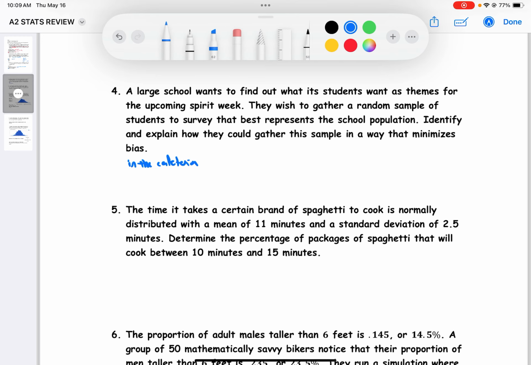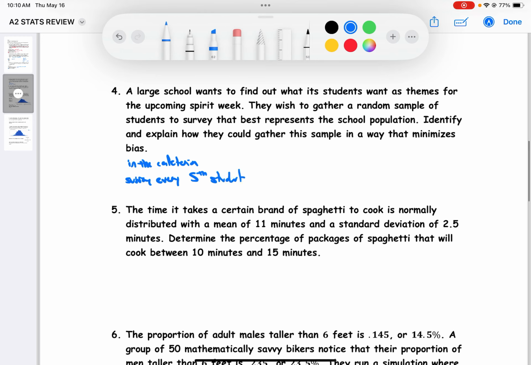Okay, because the cafeteria is a location that every student goes to, at least semi-regularly, because everyone eats food to live. Not going to be in the gym, not going to be at math club, right? And I'm going to survey how about every fifth student that walks in?